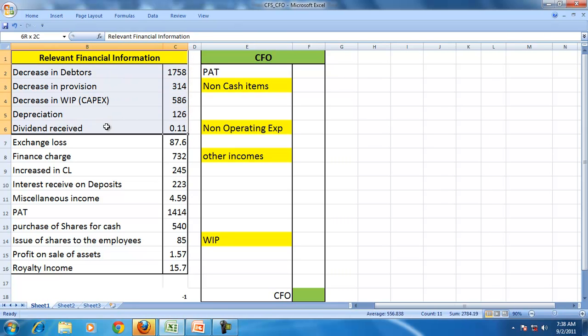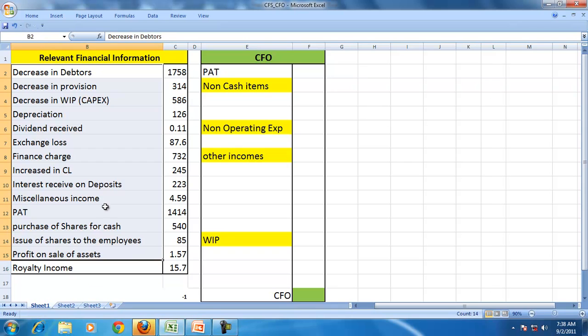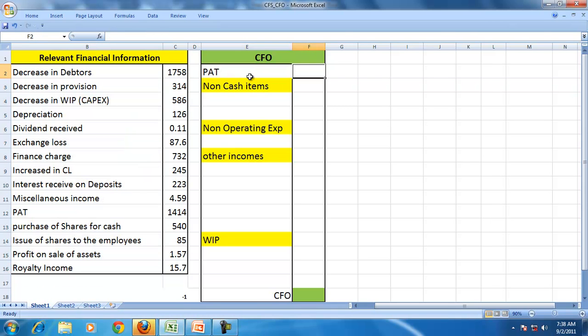But it's possible that not all of this relevant information is necessary for the calculation of CFO. Since the cash inflows and cash outflows are not given, we will use the indirect method of calculating CFO, and therefore we'll start with profit after tax. We know that CFO can be determined by making adjustments to the PAT: the adjustments for the non-cash items, non-operating expenses, non-operating incomes, and the changes in the working capital. So let us find out these items from this relevant financial information and arrive at CFO.